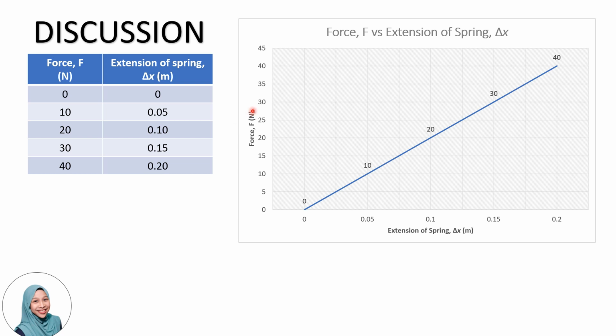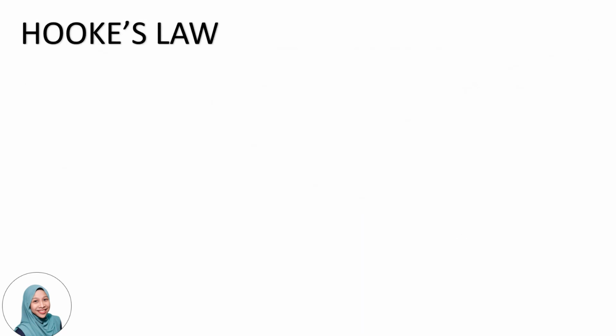So based on the graph of force F versus extension of spring delta X obtained, we can see clearly that it is a linear graph, which means that force is directly proportional to the extension of spring delta X. As we can see here, when the applied force increases from 0 up to 40 Newton, the extension of the spring increases linearly. Looking back to Hooke's law, which states that F equals negative K times delta X, where F represents the force, K represents the spring constant, and delta X represents the extension of the spring.